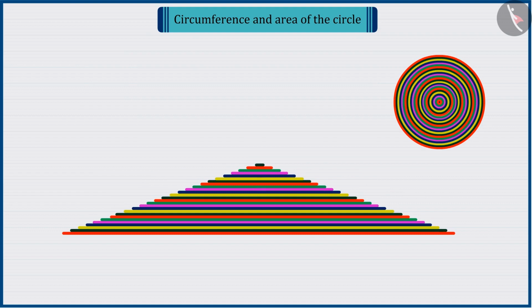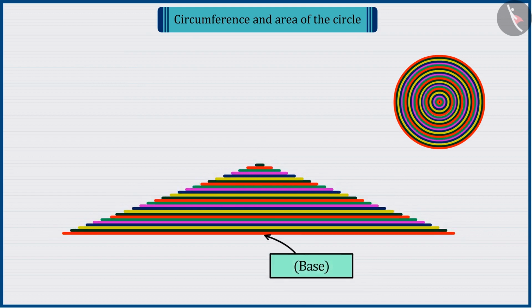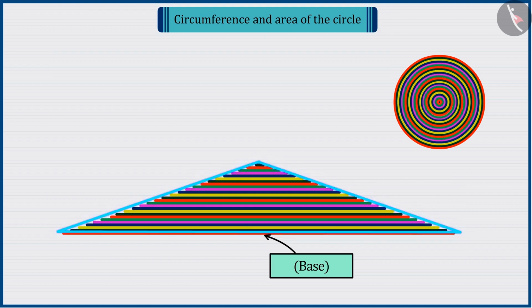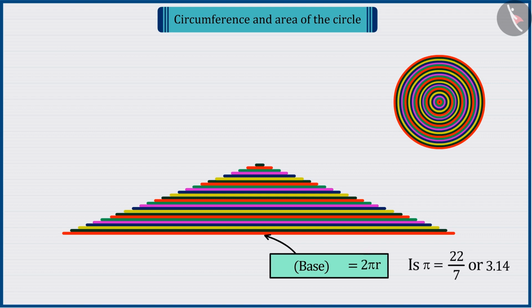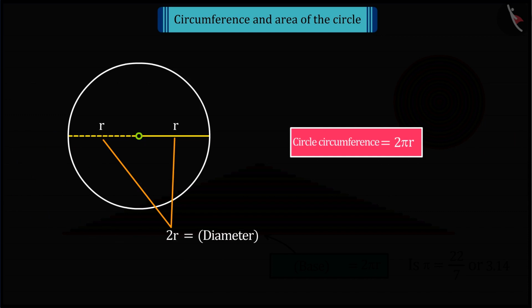Here, you can see that the outer circle is the base of this shape and other inner circles are also located here respectively. Can you tell what will be the length of the base of this shape? Absolutely correct. Its length will be 2 pi r because it is a line made of the outer circle, which is what we call the perimeter of the circle. But can you tell how 2 pi r is determined?